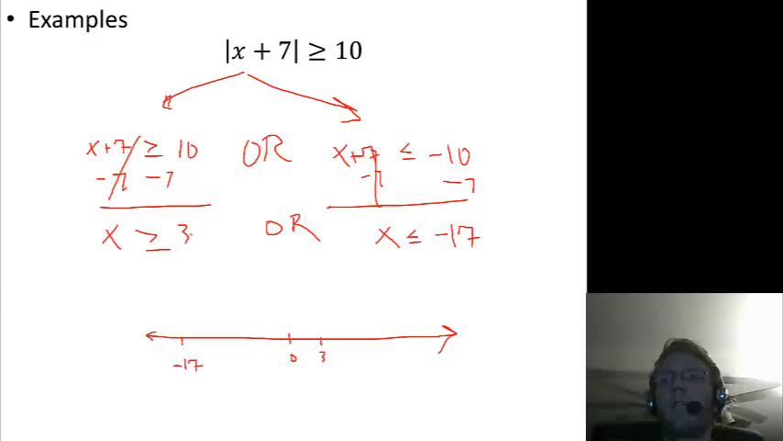So we're going to be larger than 3, so open circle at 3 going that way, or less than negative 17. So open circle here, going that way. So all of this is an answer, and all of this is an answer. So everything except this middle part.